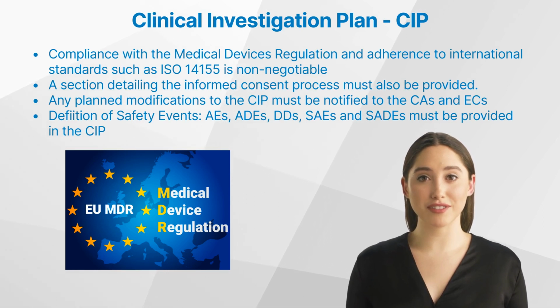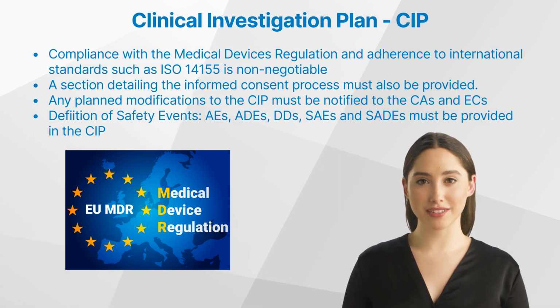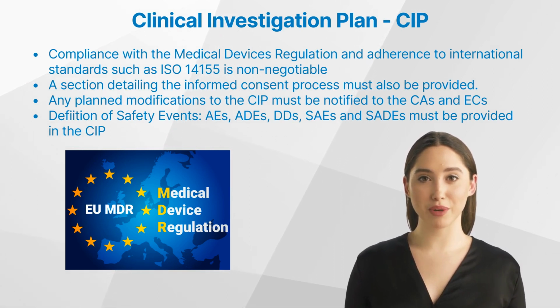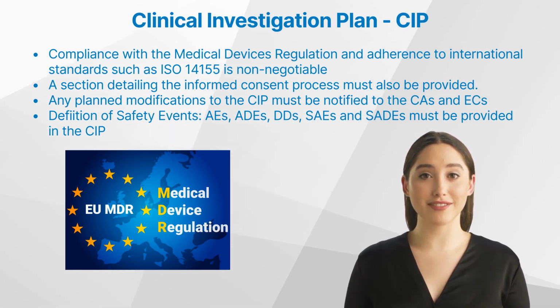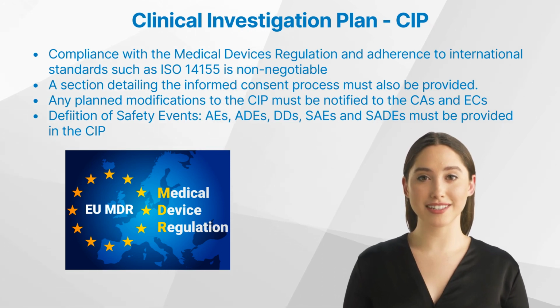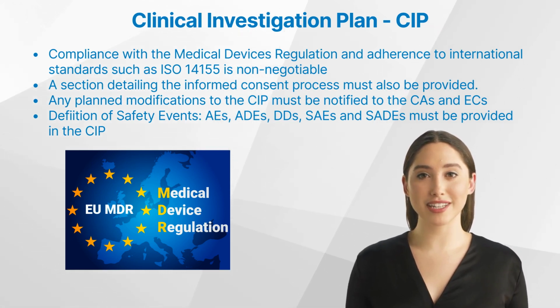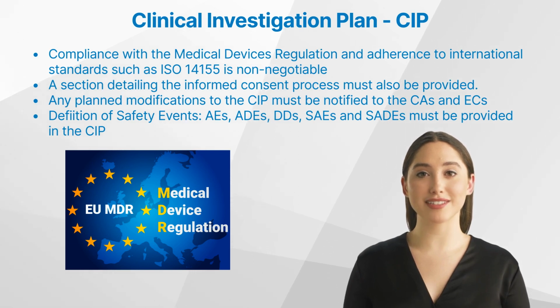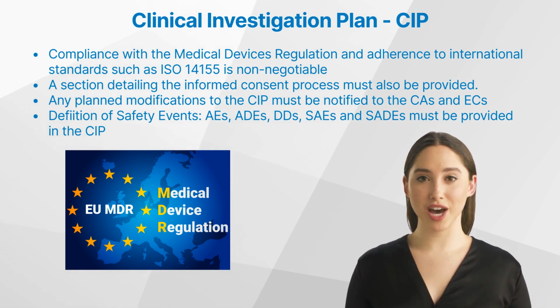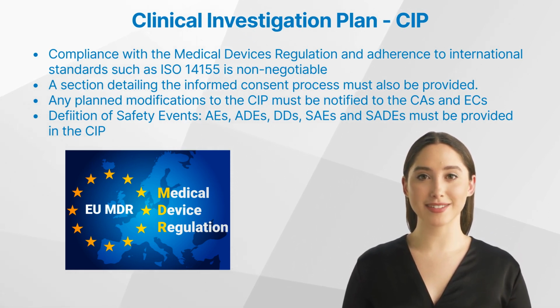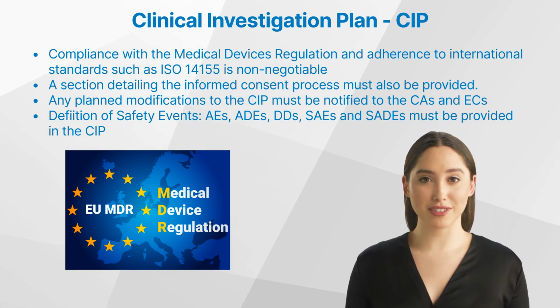Let us go on with modifications, deviations, and compliance with the clinical investigation plan. Deviations to the clinical investigation plan are not permitted unless it is in the interest of the subject's rights, safety, or well-being, and only in emergency situations. This should be clearly stated in the clinical investigation plan, including the procedure for reporting and managing these deviations. Any planned substantial modifications to the clinical investigation plan must be notified to the competent authorities and ethics committees where appropriate and approval given prior to implementation.